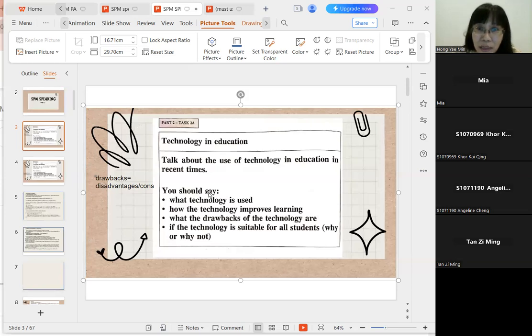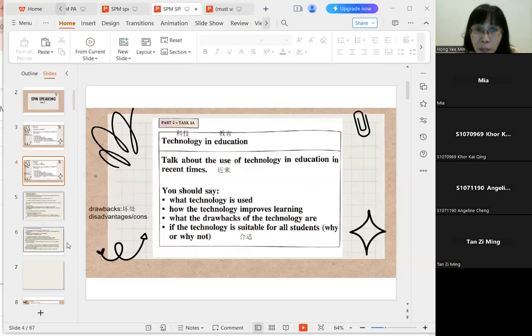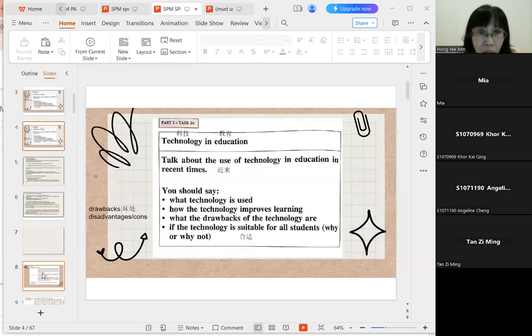After the session's over, then you can write it down, or you screenshot and then you write it down. Is that okay with all of you? Mia, Tai Qing, Angeline, and Ziming. Do you think writing down those scripts is problematic? What do you think? No, teacher.